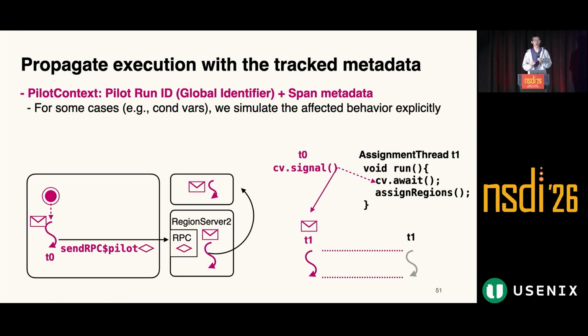Some propagation cases are tricky, like condition variables, because we need to simulate the affected behavior without affecting original threads. Our solution is, in the offline stage, we instrument the condition variable to be a wrapper that includes a parallel context and records the affected thread. During runtime, a new phantom thread will be spawned to mimic the original thread state for accurate simulation.